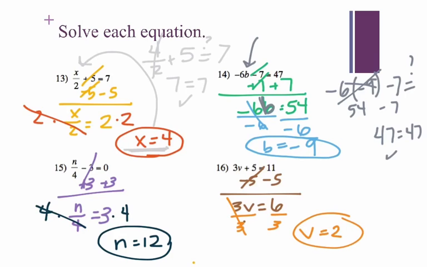Now, I'm not saying you have to write it out every time, but it's a great way for you to double check your work. Like on number 15, let's just talk through it. If I substituted 12 in for n, 12 divided by 4 is 3. Then 3 minus 3 is 0. Yep, got that one correct. And then the last one, if I substitute my value of 2 in for v, 3 times 2 is 6. 6 plus 5 is 11. So we're able to see that we got the correct answer on that.